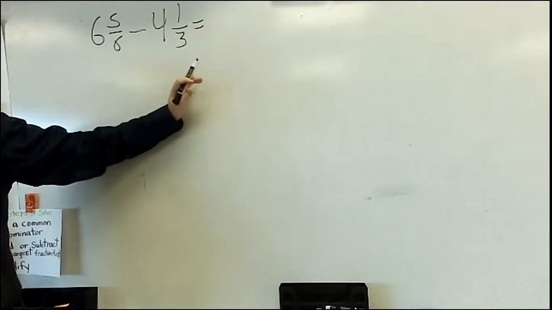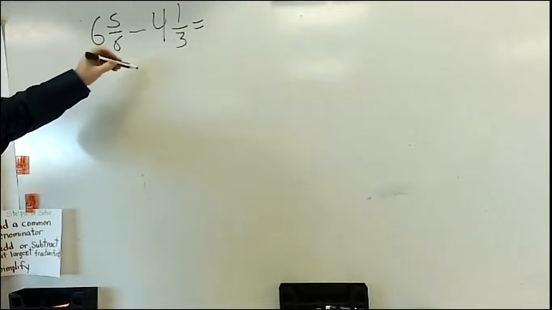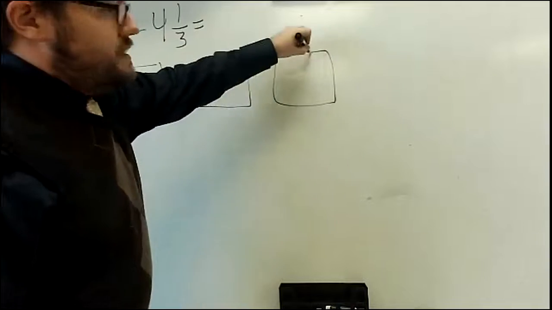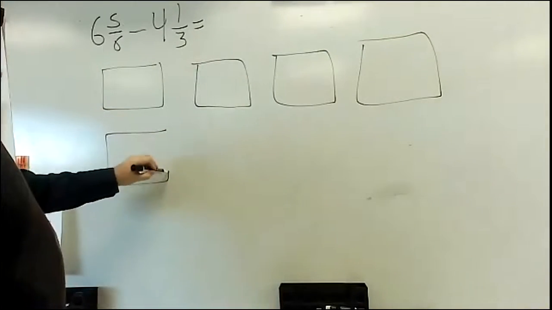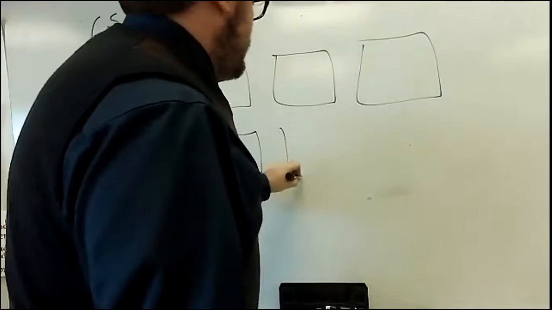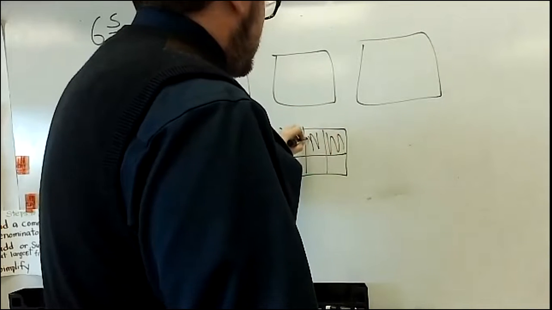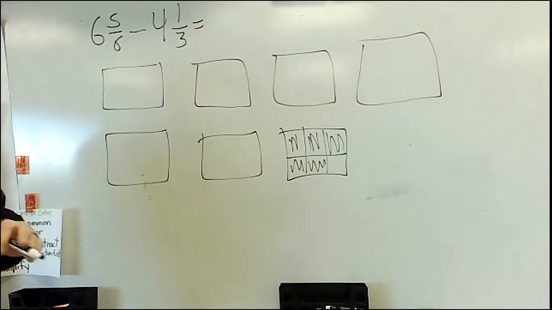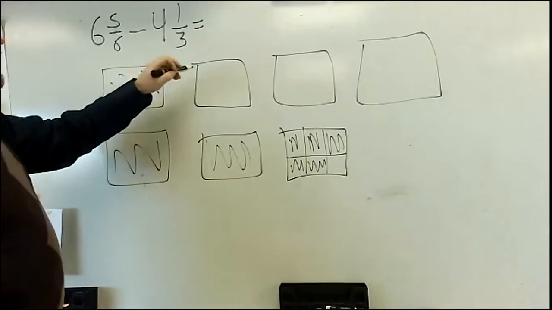The first thing that I do is I draw 6 5/6. So I'm going to draw 6 wholes. 1, 2, 3, 4, 5, 6, and then I got to draw the 5/6. So I draw my 7th rectangle and cut it into 6, and I shade 5 out of 6. Okay. All right, and you can go ahead and shade your other 6 wholes as well.